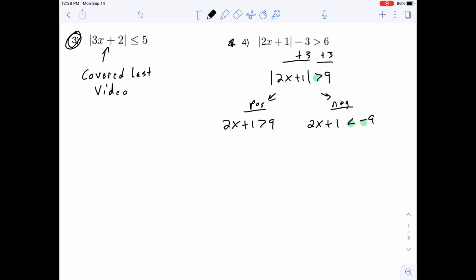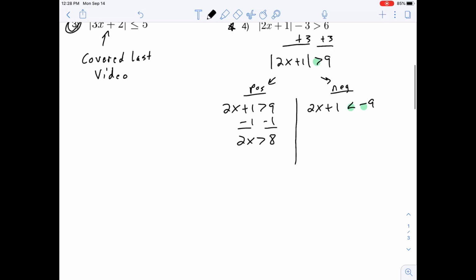So now I'm ready to go ahead and solve these. So I subtract 1. That gives me 2x is greater than 8. And I can go ahead and divide by 2. So I get x is greater than 4. On this side, I can subtract 1. Get 2x is less than negative 10. Divide by 2. And I get x is less than negative 5.